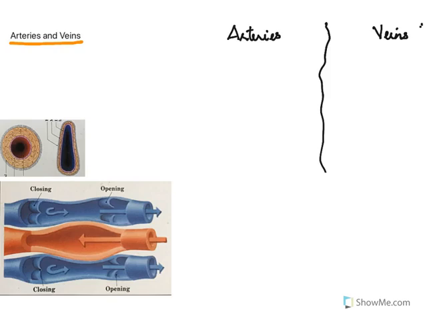Here we'll see the difference between arteries and veins. The first difference is arteries are blood vessels and they carry blood from the heart to the body, while veins carry blood from the body to the heart. So this is one main difference.